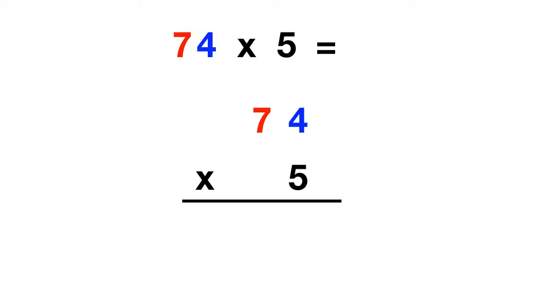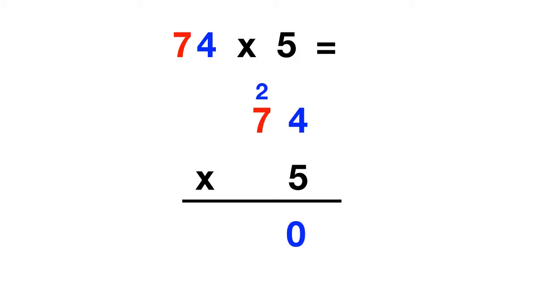Let's do one of these together. Let's figure out what 74 times 5 equals. We'll begin by writing the numbers as 74 times 5 on top of each other. Then we begin by multiplying the 5 times these 4 ones. What is 5 times 4? 5 times 4 equals 20, but we must remember to regroup it as 2 tens and 0 ones.